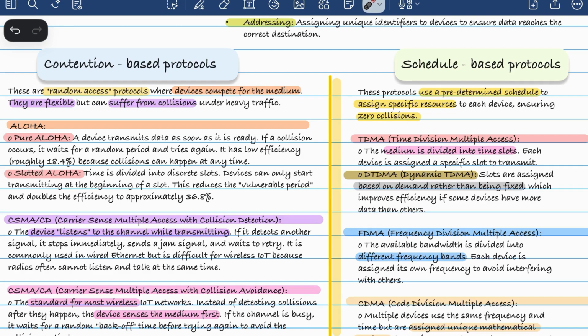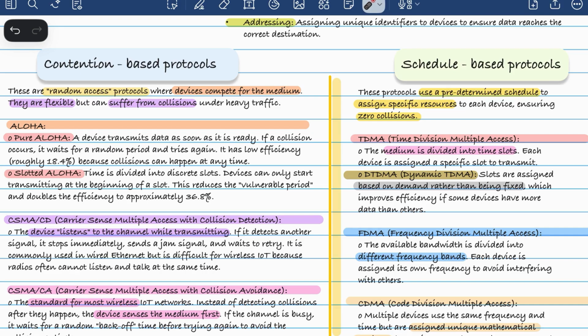It is a very simple rule: if you have data, transmit it as soon as it is ready. Transmit it immediately. If your signal hits another signal, a collision occurs, and both packets die. The devices wait for a random time and then try again. Because anyone can talk at any millisecond, collisions are massive in this. Its maximum theoretical efficiency is tiny, at 18.4%, right? The rest of the time is wasted on data crashes.